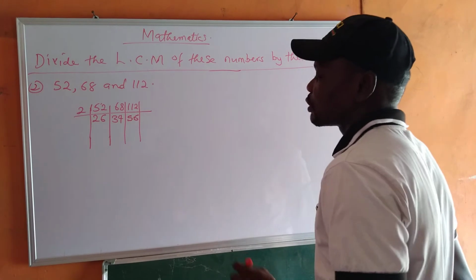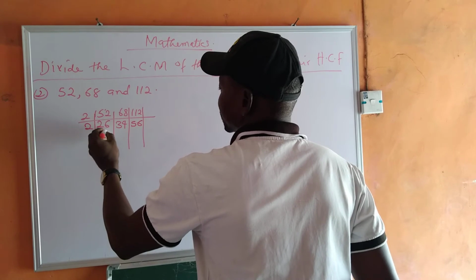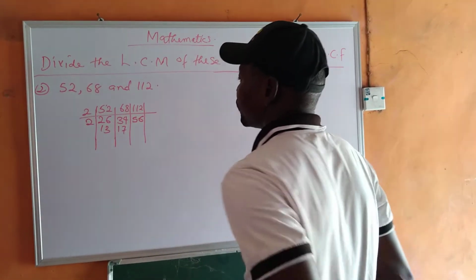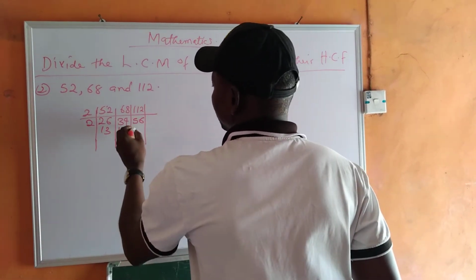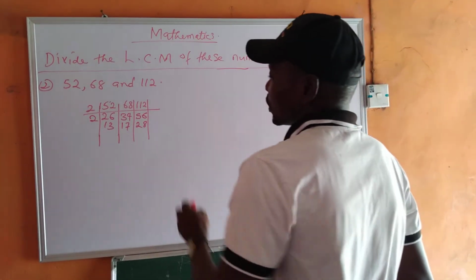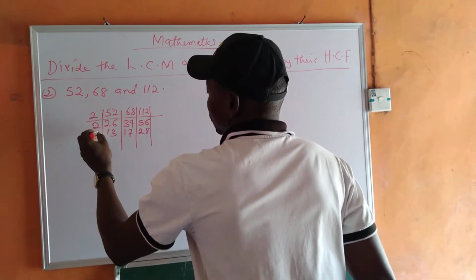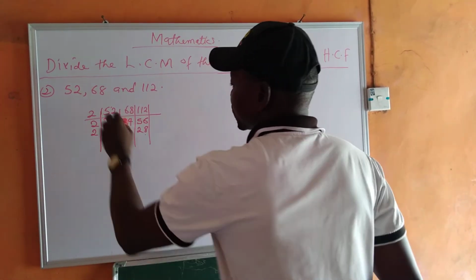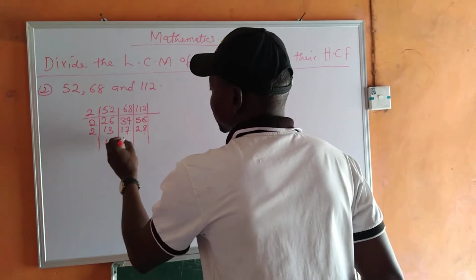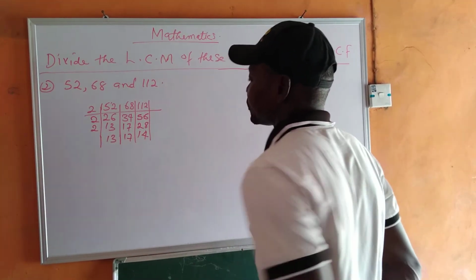I think we can still use our 2 again. So 2 again, 2 in 26 is 13, and 2 in 34 is 17, 2 in 56, that should be 28. So we can still use our 2 because 2 can still go into 28. 2 in 13 is impossible, we write our 13 down. 2 in 17 is impossible, we write our 17 down. Then 2 in 28 we have 14 there.